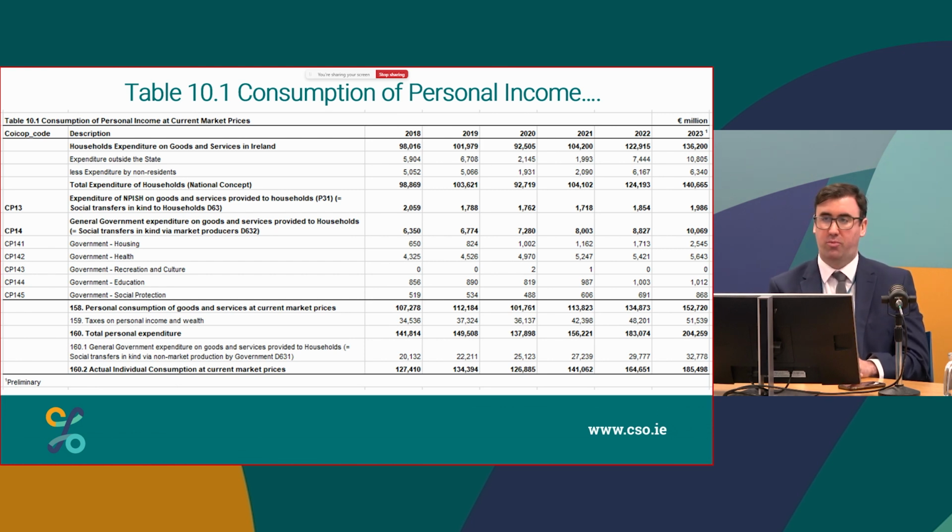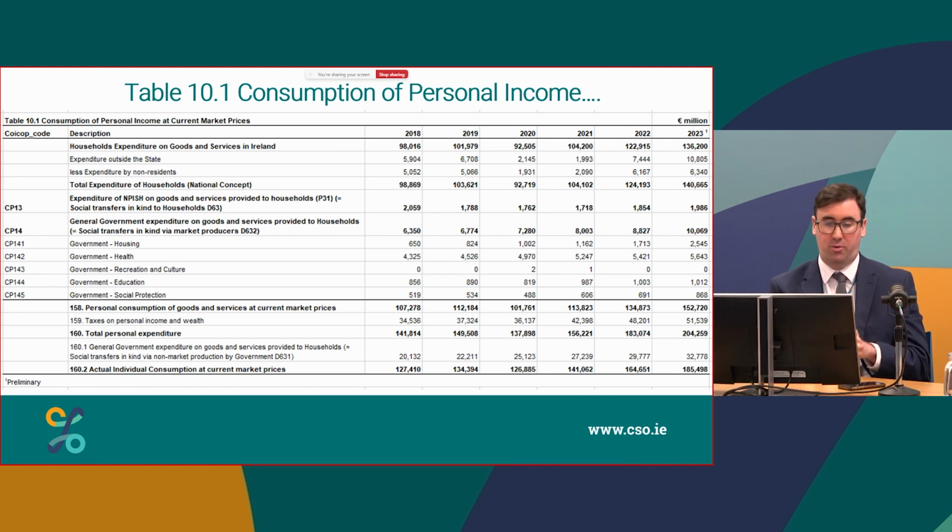Ultimately, we're interested in producing the accounts on a resident basis. So we have two adjustments to make. We have to add in the expenditure outside the state, so this is Irish residents holidaying abroad. And similarly, we have to subtract the expenditure by non-residents. That gets us to total expenditure of households, the national concept.